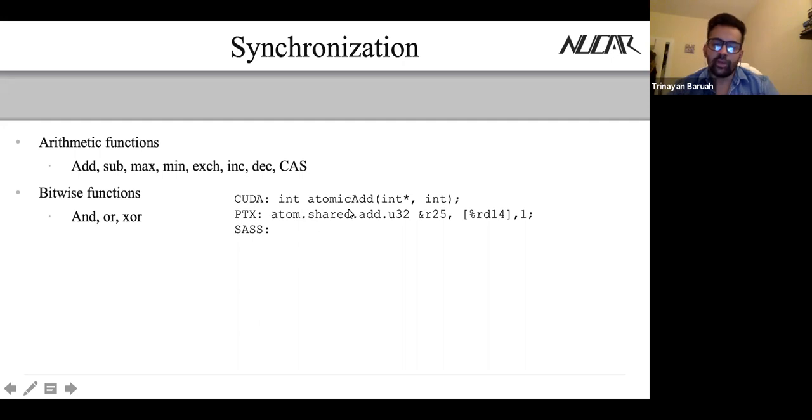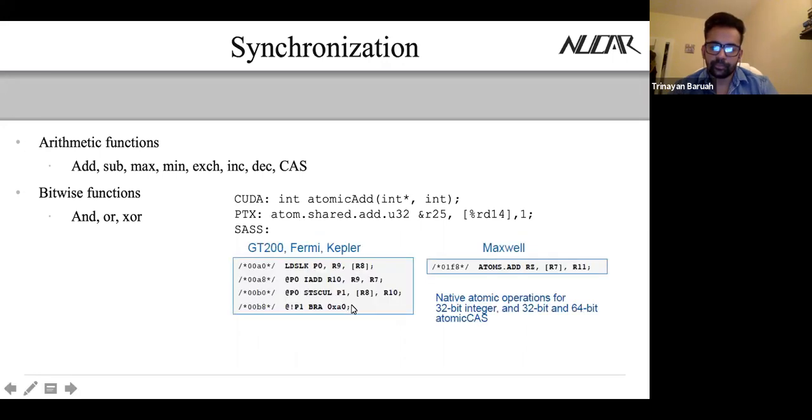The second line shows you how it looks in PTX, which is like a pseudo assembly language of CUDA. On Kepler hardware, that's how these atomic instructions get broken down into assembly. And then in Maxwell, which is a newer generation, the generation after Kepler GPUs, that's how the atomic instruction would look. In some hardware you have to synchronize, but in the newer hardware there are native atomic instructions provided for you to make programming life easier.